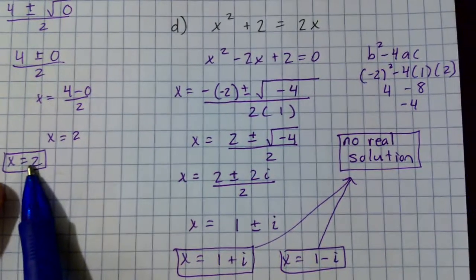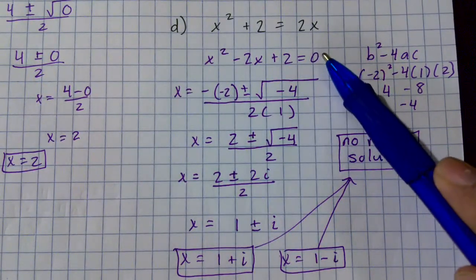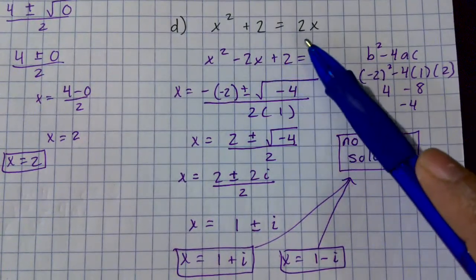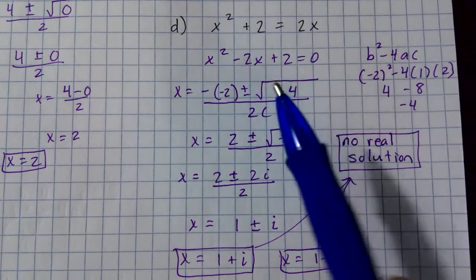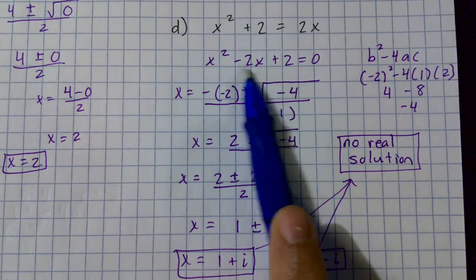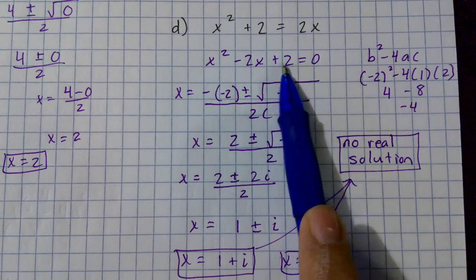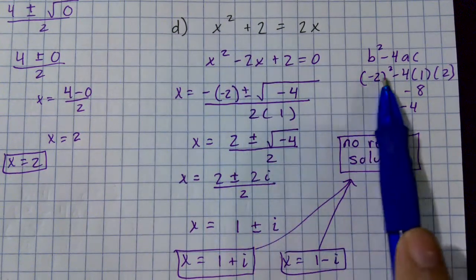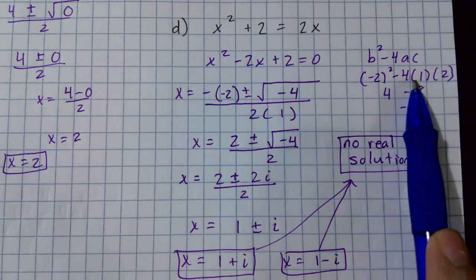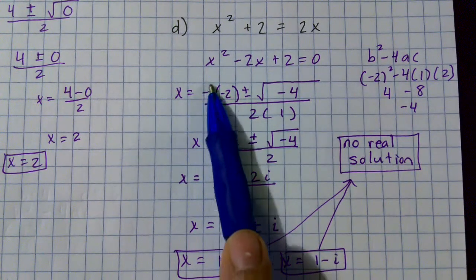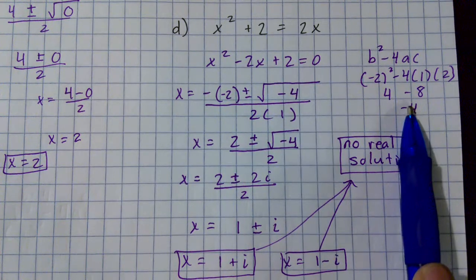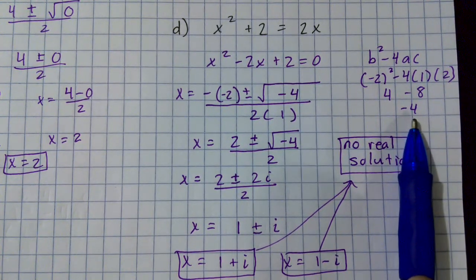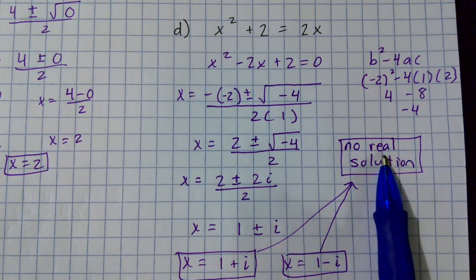Last example, letter D. Again, you want to make sure that it's equal to 0 and in standard form, so you subtract 2x from both sides. The negative 2x goes right here in the middle so that it's in standard form. We're going to do the discriminant first. b is negative 2, so b squared minus 4ac, where a is 1 and c is 2. We got that the discriminant is negative 4. That means there's not going to be any real solution.